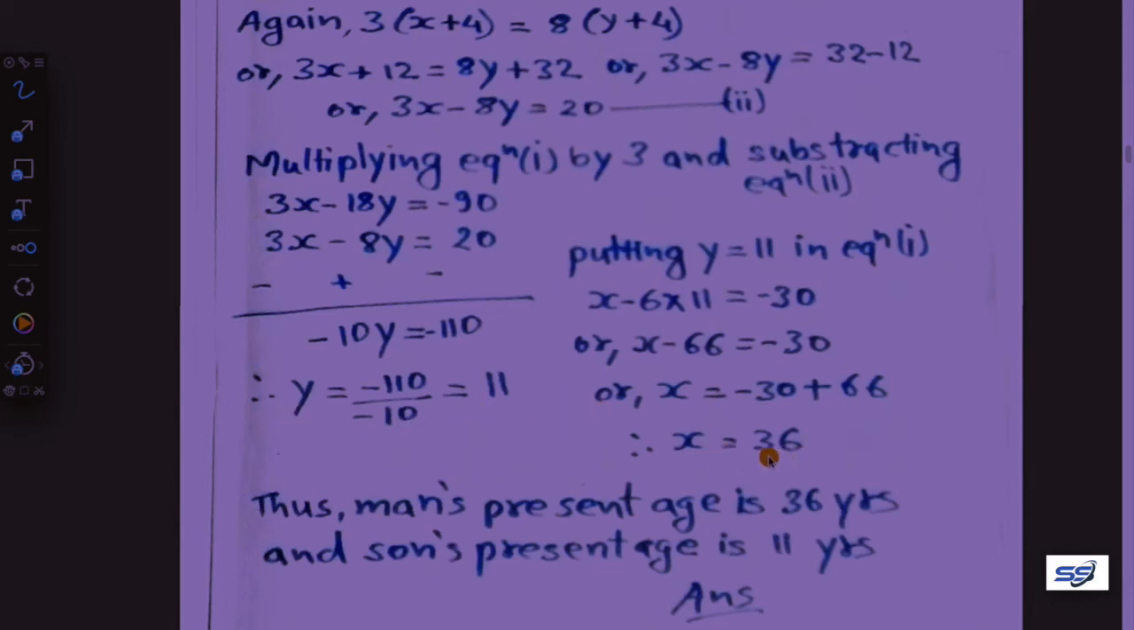Now we can easily say that, as per our assumption, the age of the father is x years. This means the present age of the father is 36 years, and we also assumed the age of the son is y years. It means the present age of the son is 11 years. In this way we can say that the man's present age is 36 years and the son's present age is 11 years. In this way we got the solution of our question.